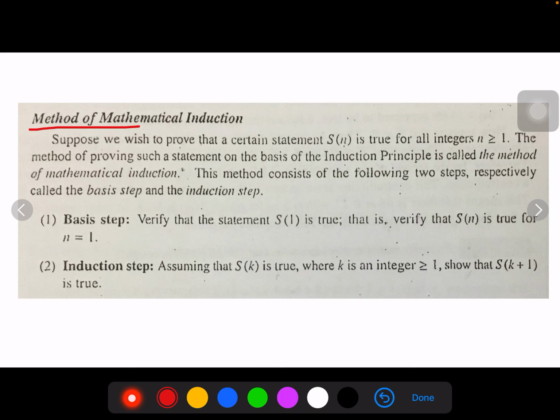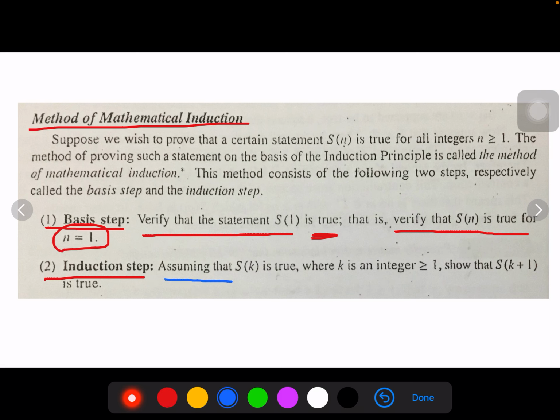Method of mathematical induction has two steps, basis step and induction step. A basis step is written as verify the statement S of 1 is true, that is verify S of n is true for n equal to 1. And induction step says that you have to assume that statement is true for n is equal to k, where k is a positive integer. Show that S of k plus 1 is also true. That is called induction step.